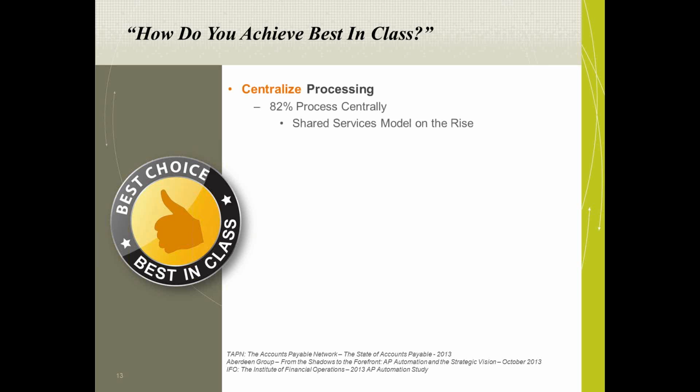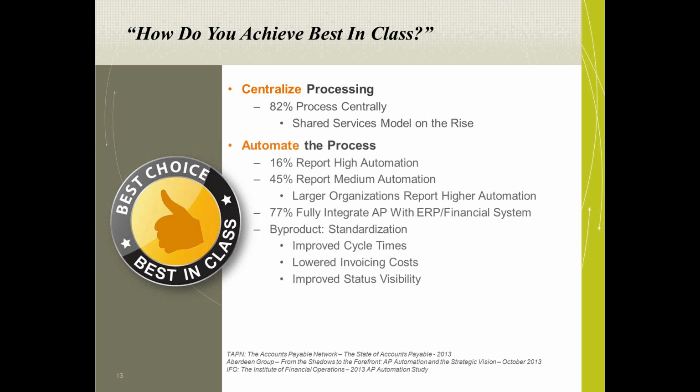So how do you achieve that best-in-class? And this is what some of the industry analysts have come up with. Centralize your processing. Again, a number of organizations have realized that, and we're seeing over 82% of organizations are doing central processing, and they're using that shared services model. Automate that process. Again, there's still room for improvement here. Only 16% of the respondents to these surveys have reported a high level of automation. Most people are in that medium category. Larger organizations with higher invoice volumes are more likely to report that higher automation.